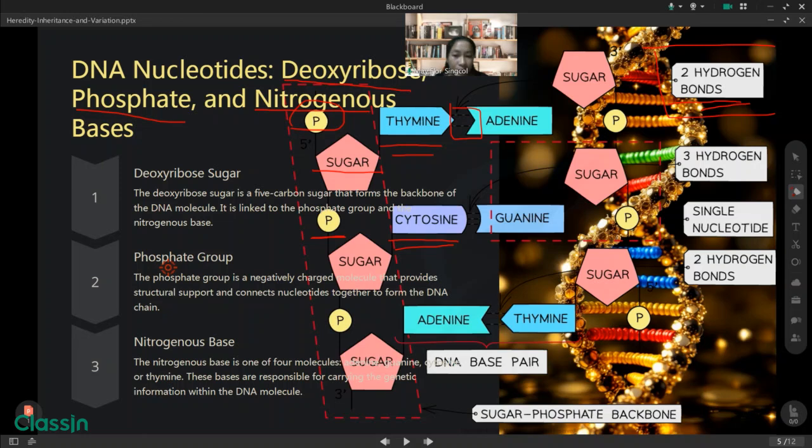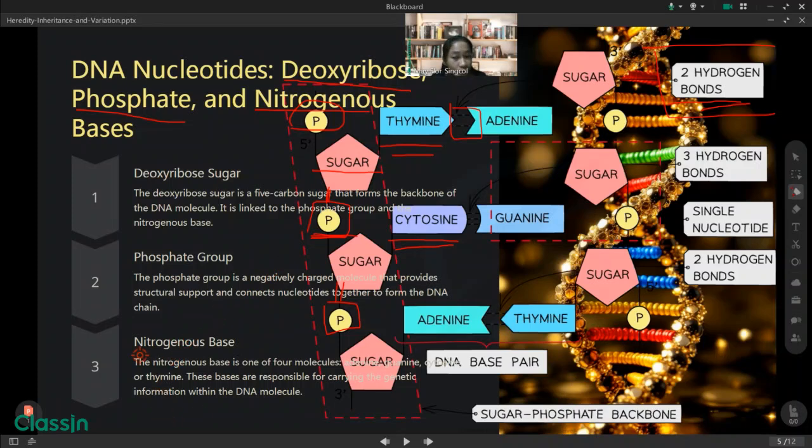So, what is a phosphate group? So, phosphate group, it contains phosphorus. So, from the element of letter P, phosphorus. So, the phosphate group, this is a negatively charged molecule that provides structural support and connects nucleotide to form the DNA chain. So, diri niya ang kaning phosphate group, ang ihang purpose is to connect with the sugar or the ribose group or the pentose group. So, man siya ang iyang purpose here para mag-provide og chain or connection together para maka-form og DNA chain.